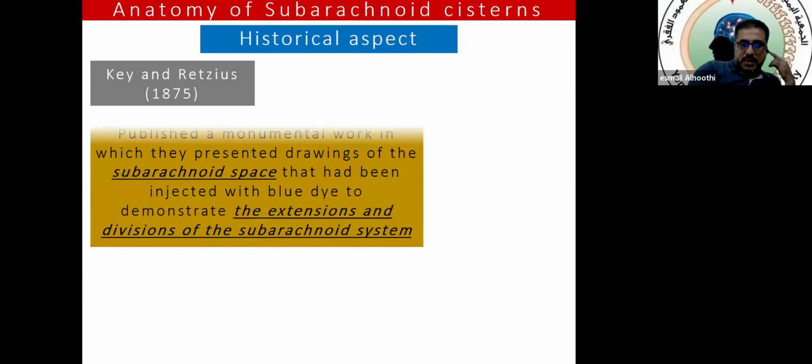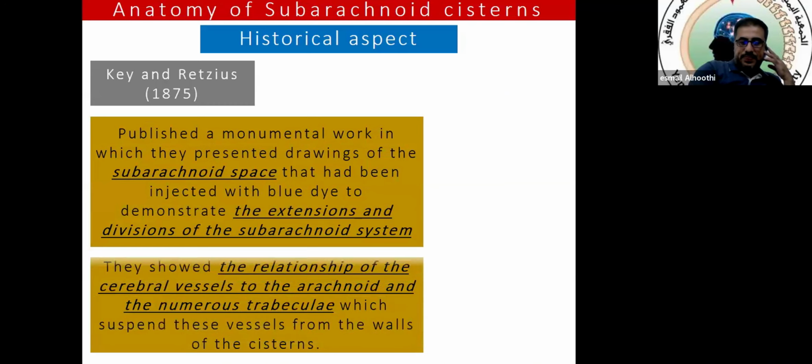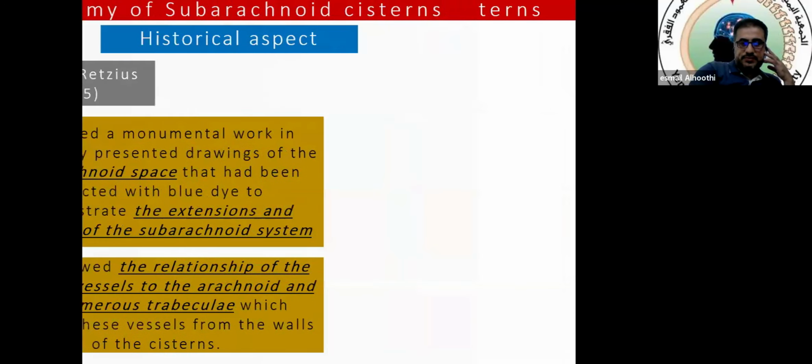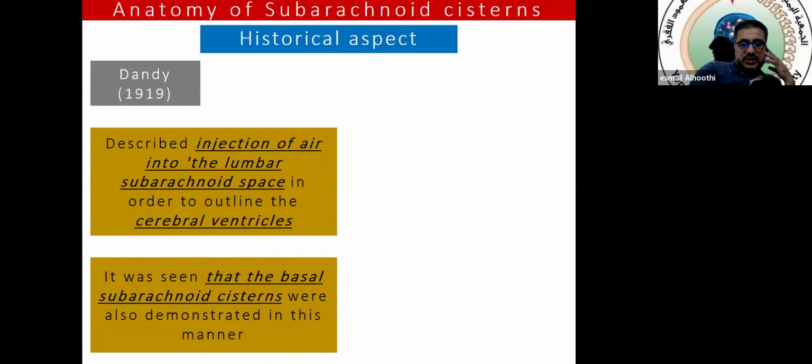Key and Retzius published a monumental work in which they presented drawings of the subarachnoid space that had been injected with blue dye, demonstrating the extension and divisions of the subarachnoid system. They showed the relationship of the cerebral vessels to the arachnoid and the numerous trabeculae which suspended these vessels from the walls of the cistern. Dandy also described injection of air into the lumbar subarachnoid space in order to outline the cerebral ventricles. It was seen that the basal subarachnoid cisterns were also demonstrated in this manner.